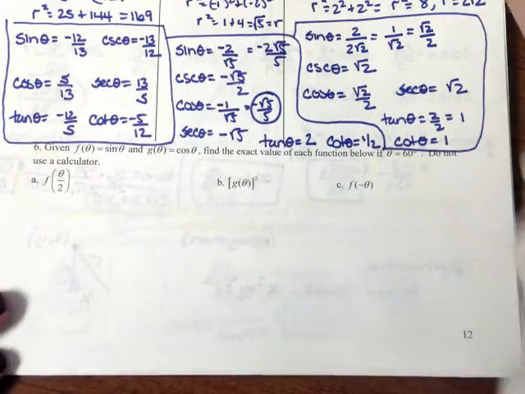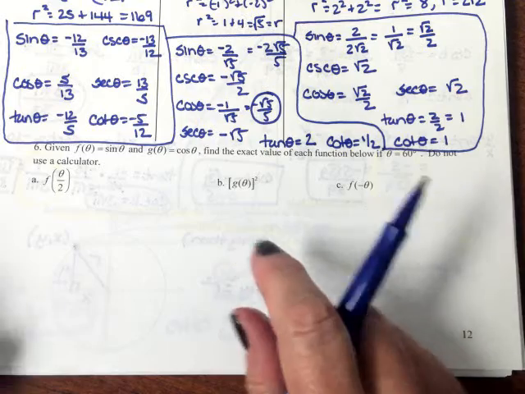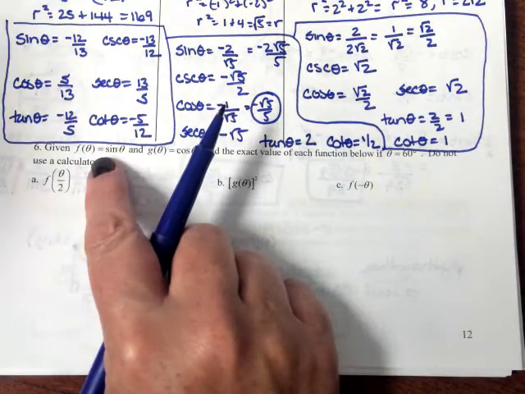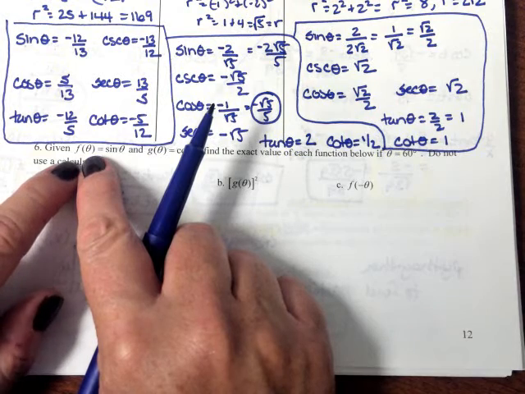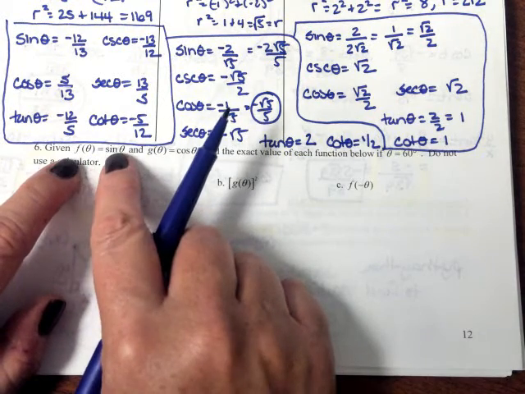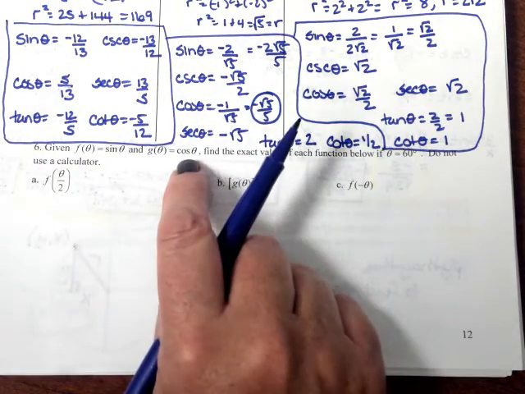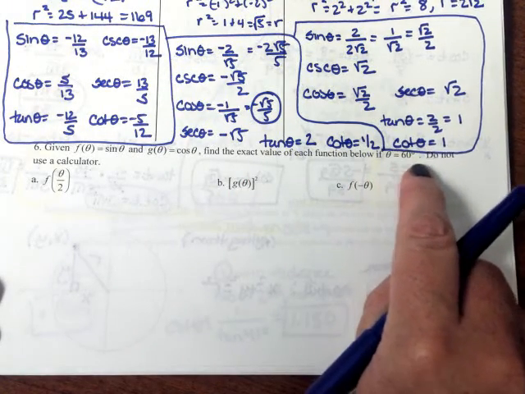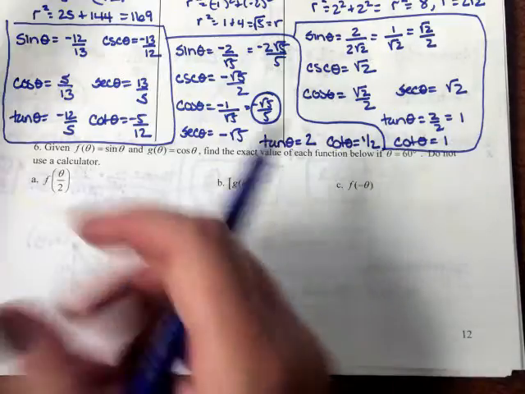There are trig functions. So again, just to be comfortable with the function notation that you're seeing, instead of writing y equals, we're going to write f of theta. Again, that's just our function notation for sine theta. g of theta is cosine theta. Find the exact value of the functions below if theta is equal to 60 degrees. These are all no calculator questions.